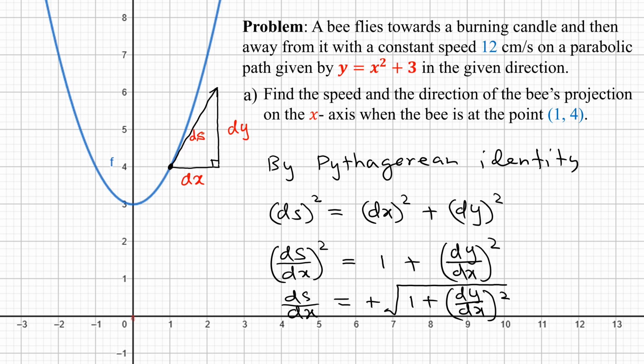Now we have a relation. The only thing we need to find is dy over dx. That is very easy to find because you know the equation y equals x squared plus 3. Take the derivative and we can find dy by dx. Since y equals x squared plus 3, dy over dx equals 2x, and then we can plug that into the equation.